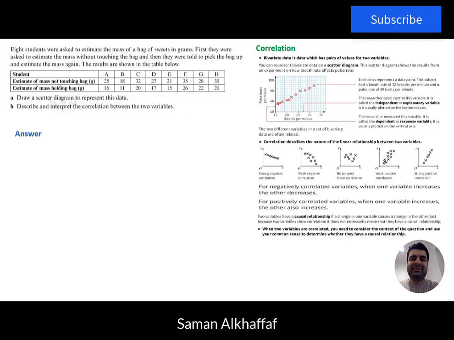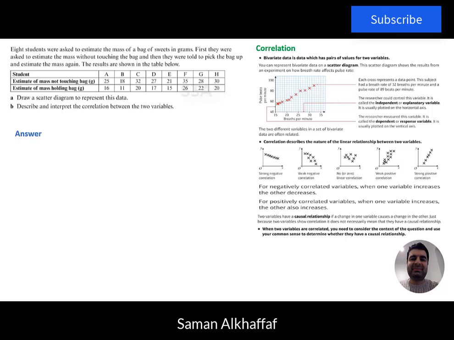An estimate of mass holding the bag for A is 16, B is 11, C is 20, D is 17, E is 15, F is 26, G is 22, and H is 20.